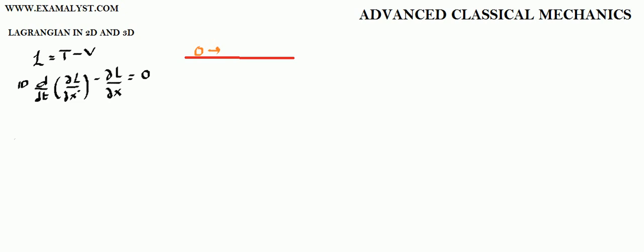Now let us consider cases in 2 dimensions. Whenever I consider 2 dimensions, it means I must take an x-axis and a y-axis. Agreed? So let me label them. This is say my y-axis and this is say my x-axis. A ball is moving in this direction with a velocity v.